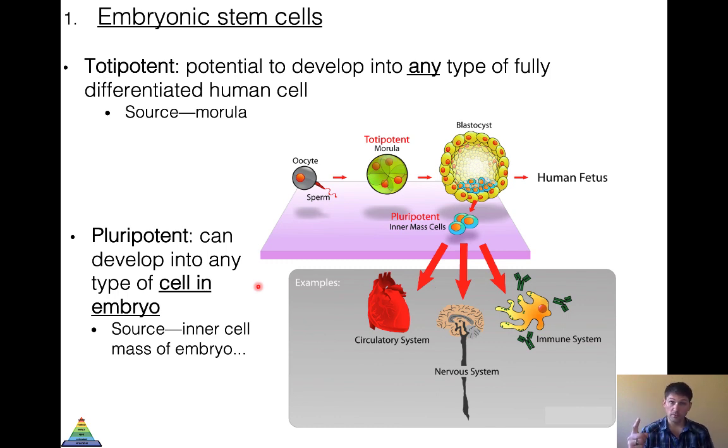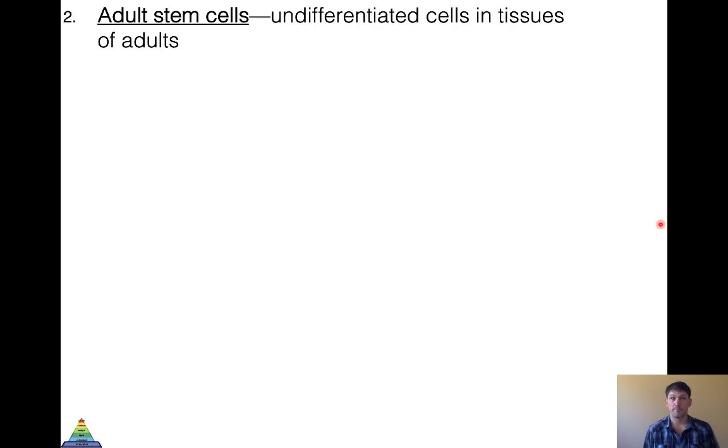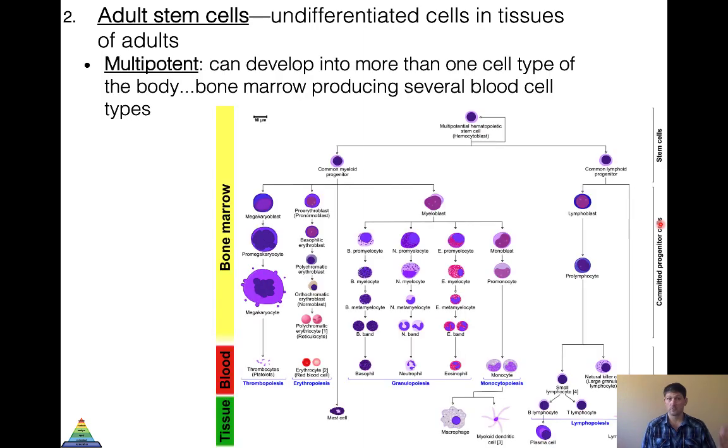So we have totipotent, the ability to be anything. Pluripotent, the ability to be many things. Totipotent comes from these morula cells, and pluripotent comes from these inner mass cells. Now these are our embryonic stem cells, right? Before we were born. Adult stem cells then are undifferentiated cells that are in the tissues of adults. Okay, so a little bit different.